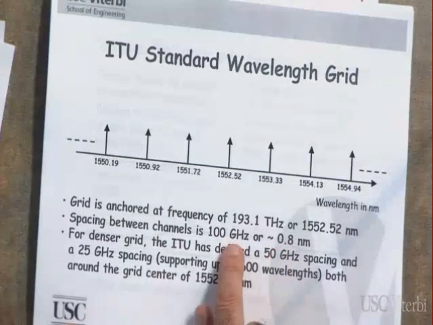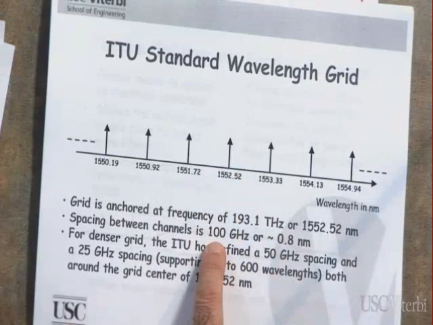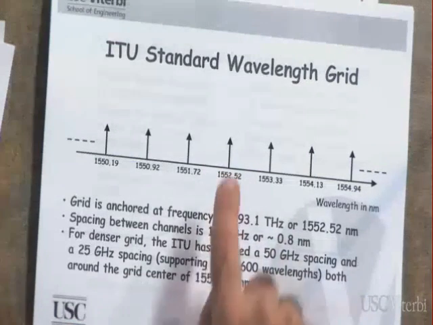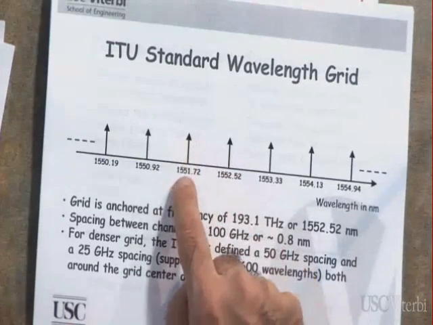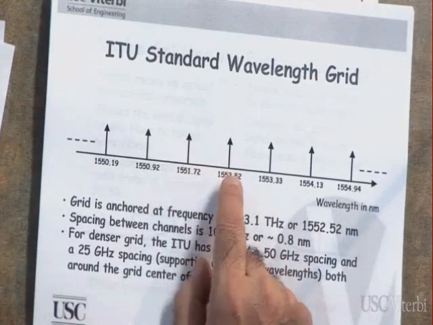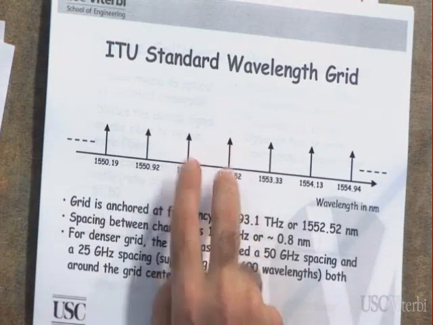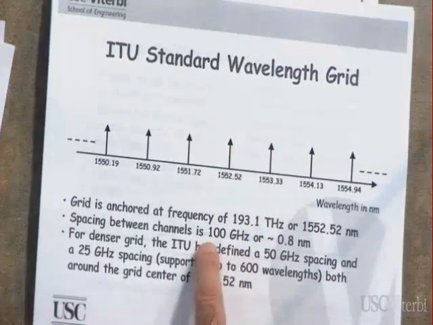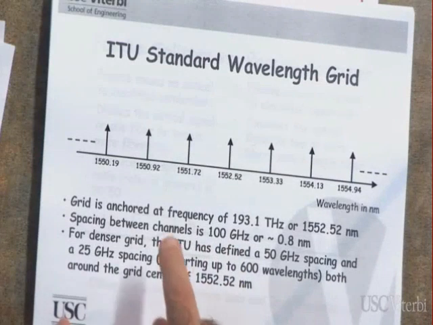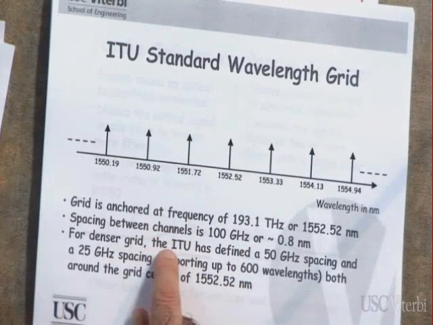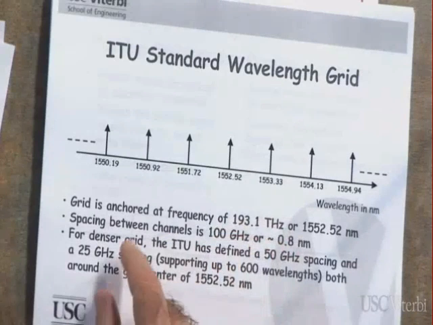Now, if you translate this into frequencies, you will end up with 100 gigahertz. If you change this one into frequency, and change this one into frequency, you will see that the separation between them is around 100 gigahertz. Then they decided to make it a little bit denser.